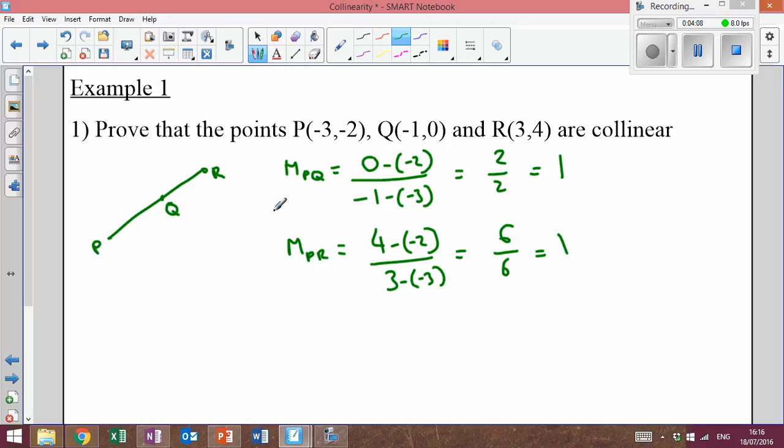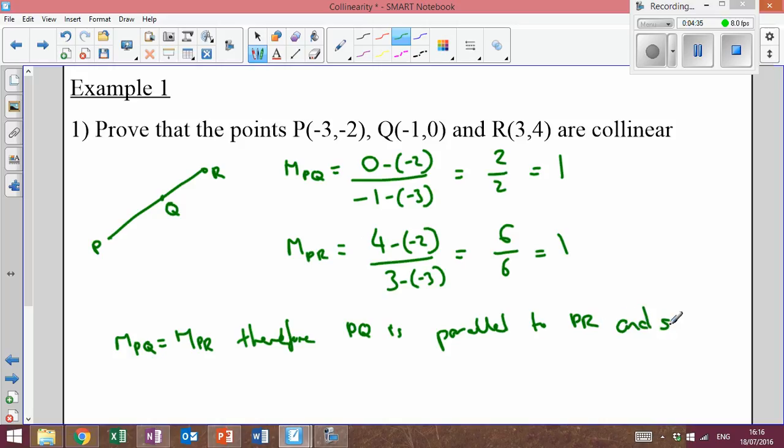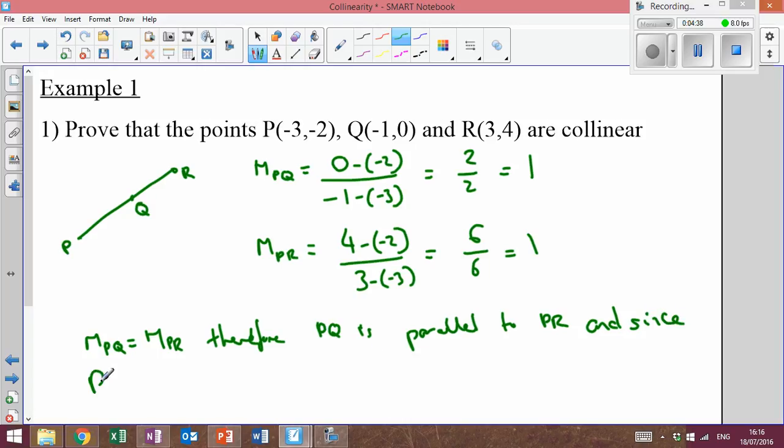Now we've done the maths, now we need to do our justification. What you want to say is exactly what you've done. So we've said that m PQ is equal to m PR. Therefore, we know that PQ is parallel to PR. Also, since P is a point in common, P, Q, and R are collinear.